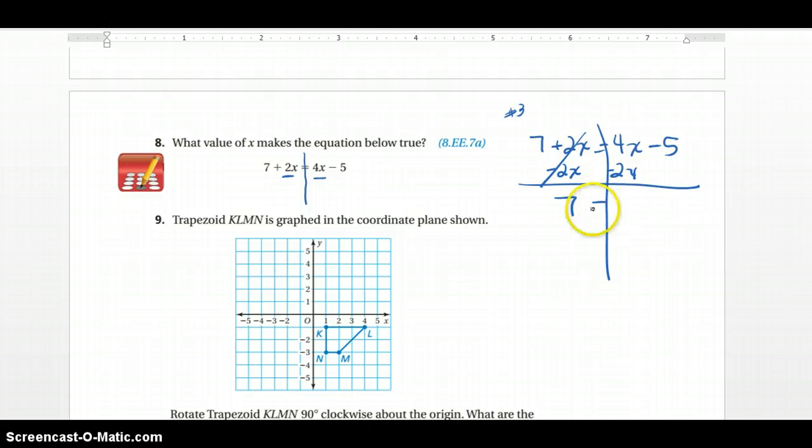7 comes down. 4 minus 2, x minus 5. And that's back to your basic 2-step equation to solve for x.